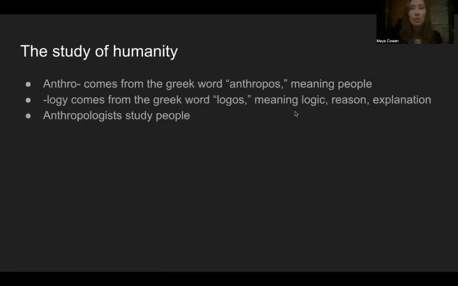So what is anthropology? It's the study of humanity. It's the study of people in a really broad sense. Anthro comes from the Greek word anthropos, meaning people, and logos comes from the Greek word logos, meaning logic or reason or explanation. So basically, anthropologists study people, we explain people, we try to find the logic and reason behind people, humanity, and what we do.